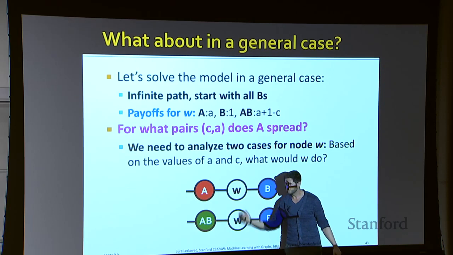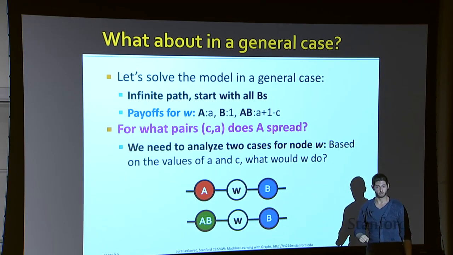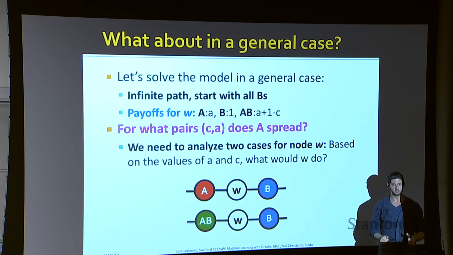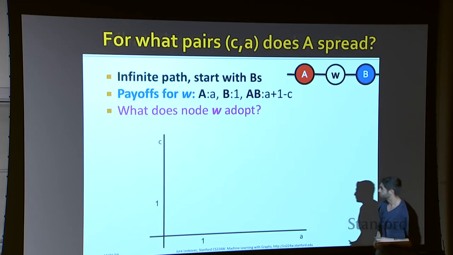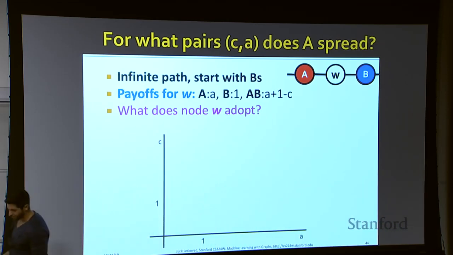And W is our variable node, and we want to characterize the behavior of that node. All clear? Awesome. Let's move forward then. As I promised, now we're going to have a more analytical solution. So now we are in the case AWB, right?